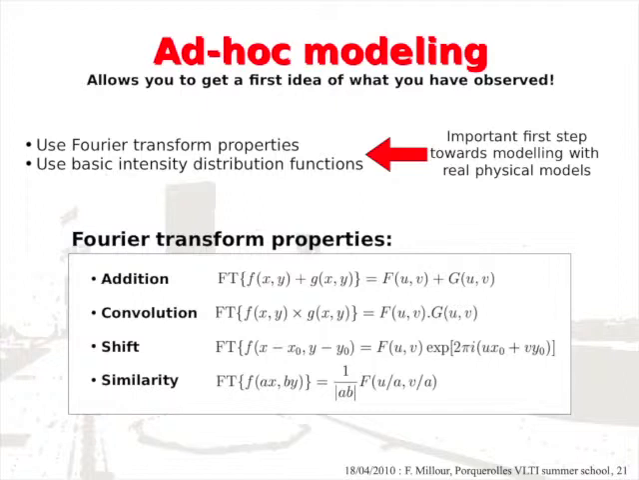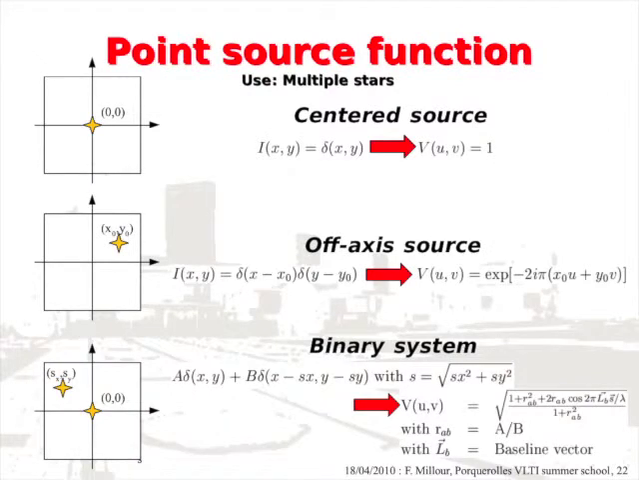You have the convolution property, which is basically that if you take an object and blur it, then it's easy to compute in the Fourier plane because you just multiply by some function. And then you have an easy way to shift your object in the image plane, and you have the relation to the Fourier transform of it. And then similarity tells you how to shrink and expand your object and the relation you have with the Fourier transform.